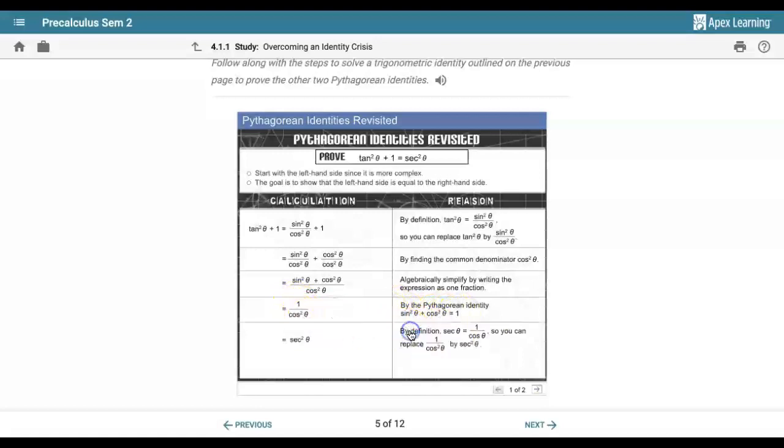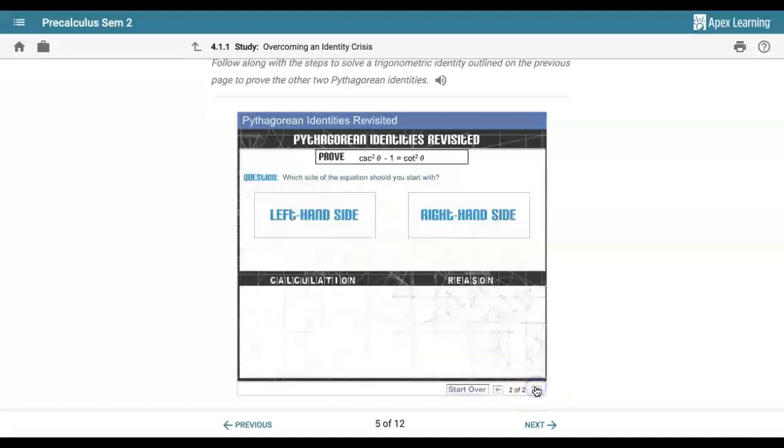And then finally our last definition here: 1 over cosine is how we get secant. Therefore, we can write 1 over cosine squared as secant squared. So when we are done, we have turned tan squared plus 1 into secant squared using these, I think, 5 or 6 steps here. So we have just proven that identity.